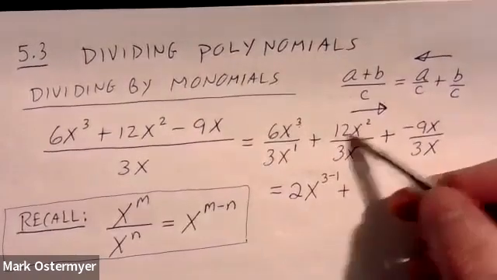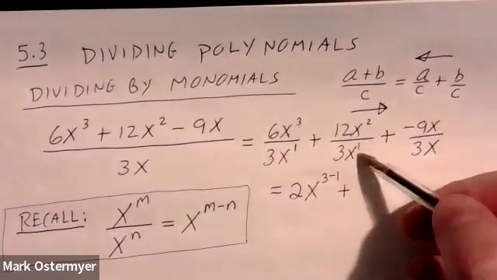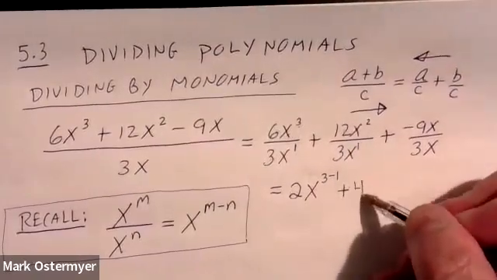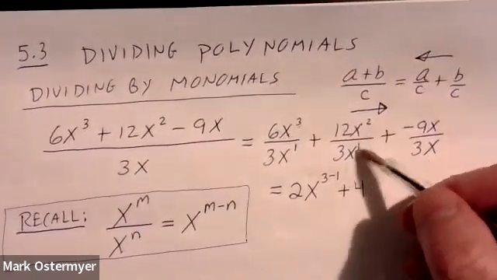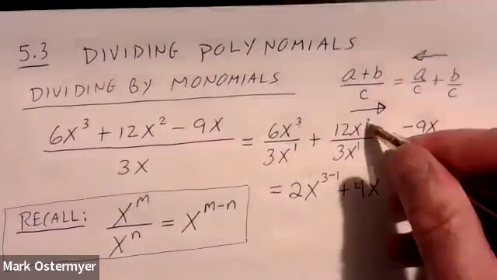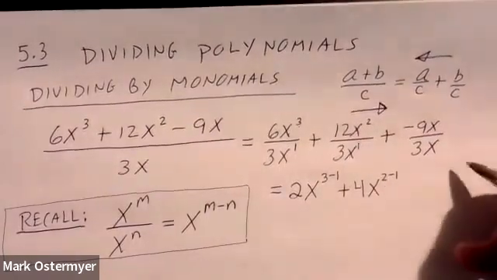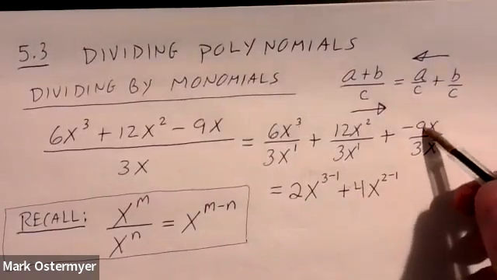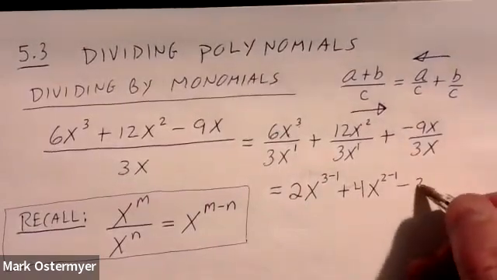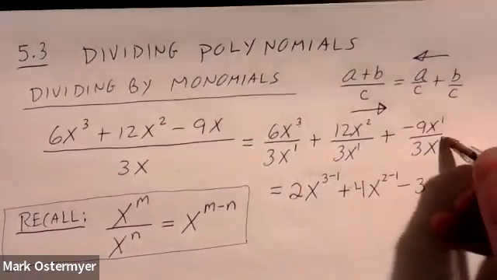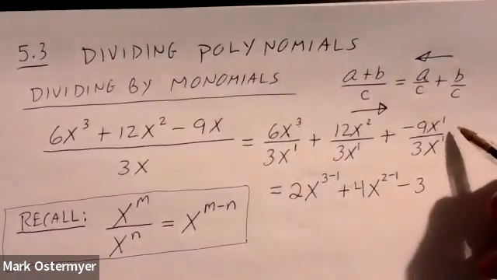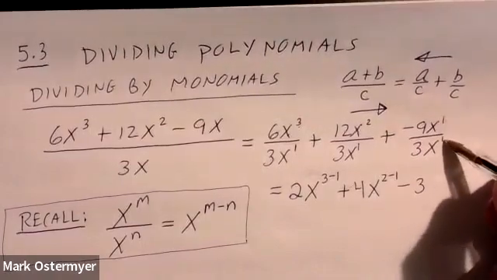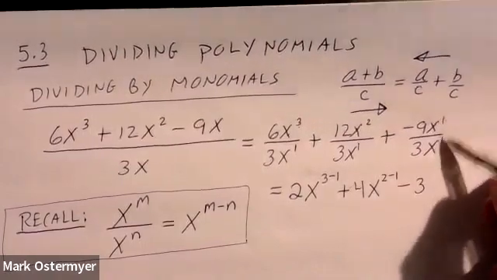Plus 12x squared divided by 3x to the first power. Reduce the coefficients first. 12 divided by 3 is 4. X squared divided by x to the first power is going to be x to the 2 minus 1 power. Finally, negative 9x divided by 3x, negative 9 divided by a positive 3 is a minus 3. And what happens to the x's? Well, technically, x to the first power divided by x to the first power, we do subtract the exponents. It'll be x to the 1 minus 1 power.